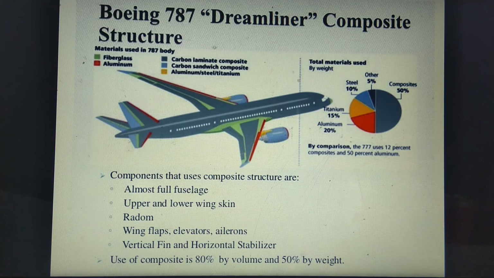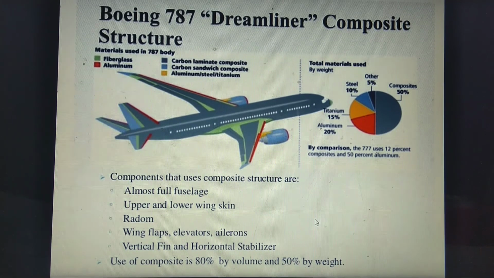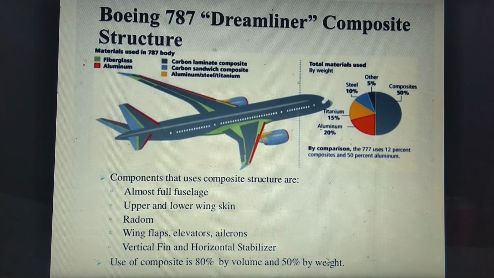For example, the Boeing 787 Dreamliner composite structure is listed here. The components that are used as a composite structure are almost the full fuselage, upper and lower wing skin, radome, wing flaps, elevators, ailerons, vertical fin and horizontal stabilizers, all made by using composite materials, where the use of composite is 80% by volume and 50% by weight.